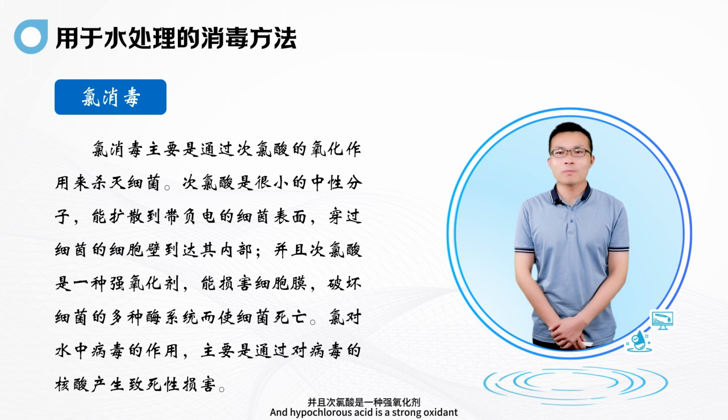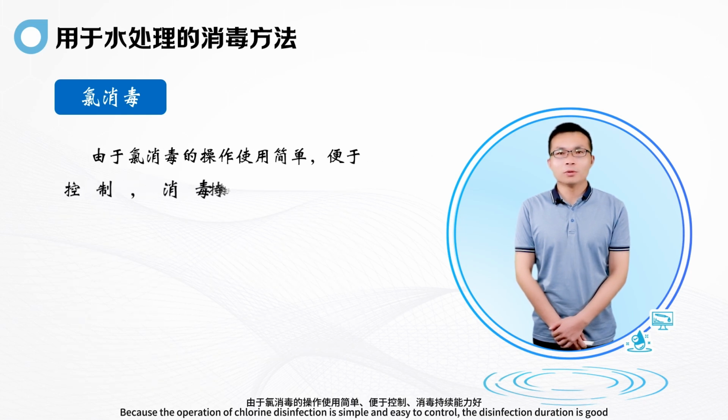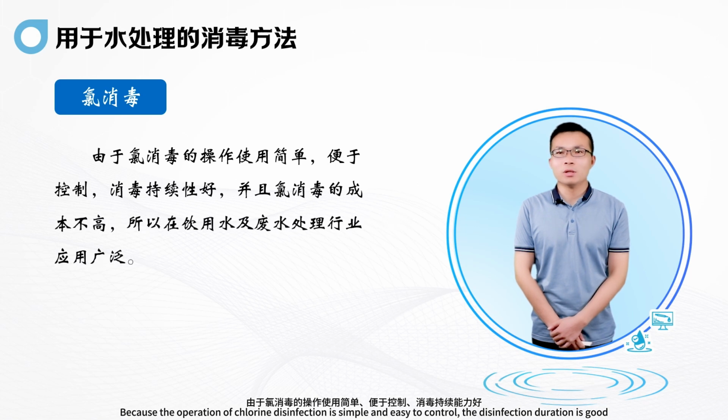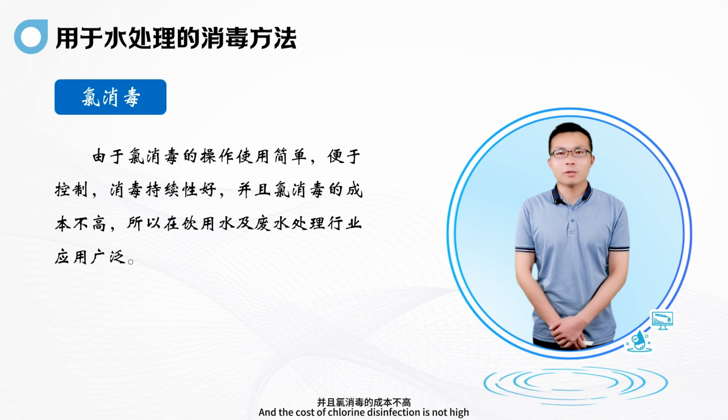And hypochlorous acid is a strong oxidant, which can damage the cell membrane and destroy various enzyme systems of bacteria, causing bacteria to die. The effect of chlorine on viruses in water is mainly by causing lethal damage to the nucleic acid of the virus. Because the operation of chlorine disinfection is simple and easy to control, the disinfection duration is good, and the cost of chlorine disinfection is not high. Therefore, it is widely used in drinking water and wastewater treatment industry.